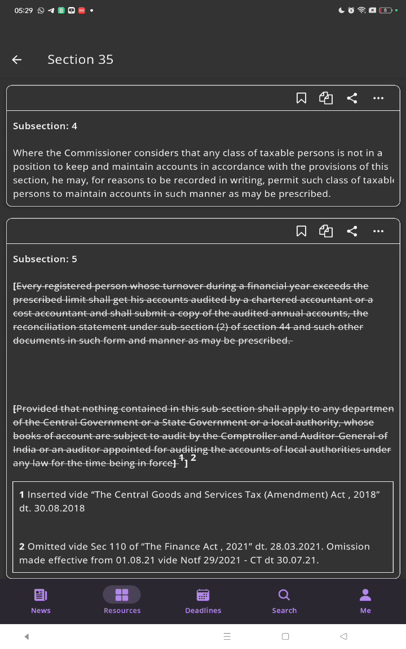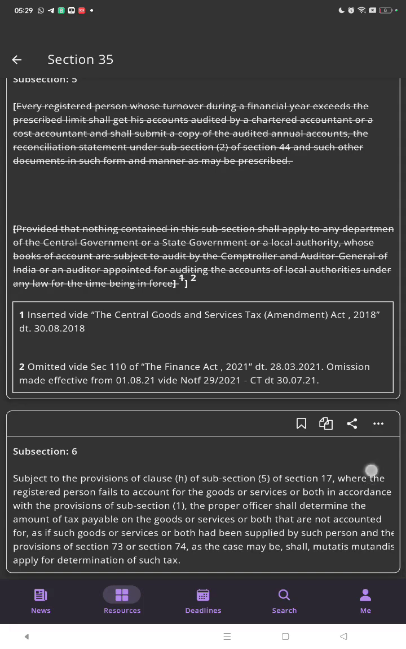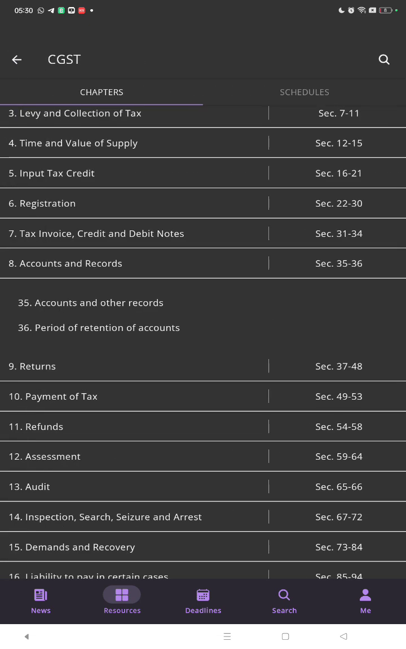Subsection 5 has been omitted. Subsection 6: Subject to the provisions of clause (h) of subsection 5 of section 17, where the registered person fails to account for the goods or services or both in accordance with the provisions of subsection 1, the proper officer shall determine the amount of tax payable on the goods or services or both that are not accounted for, as if such goods or services or both had been supplied by such person, and the provisions of section 73 or 74, as the case may be, shall, mutatis mutandis, apply for the determination of such tax.